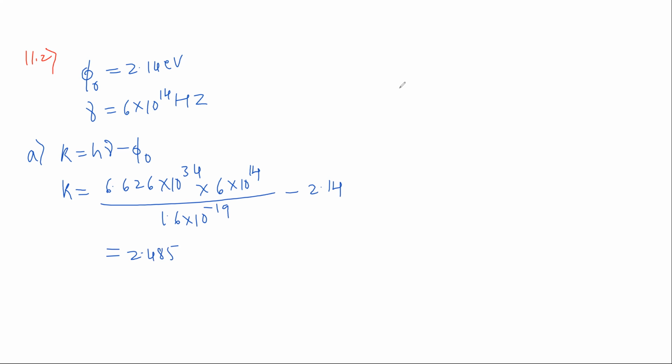When we simplify, 2.485 minus 2.140 is equal to 0.345 electron volt. So maximum kinetic energy of the emitted electron is 0.345 electron volt.